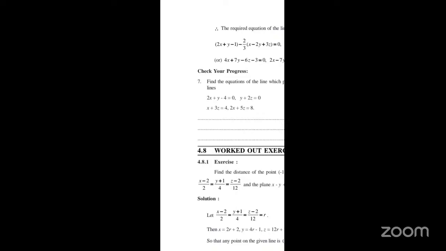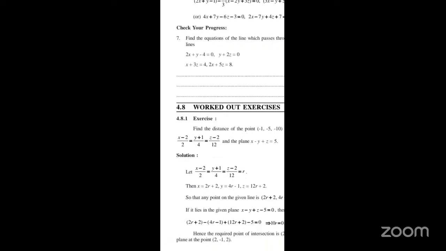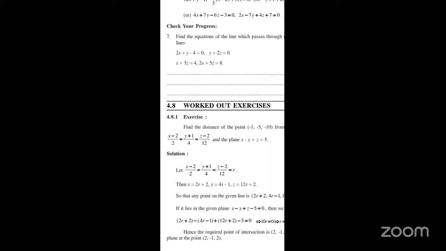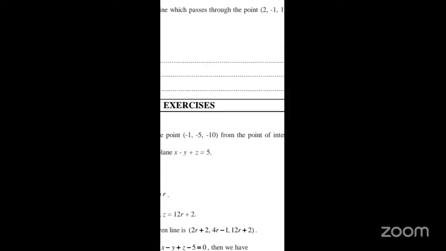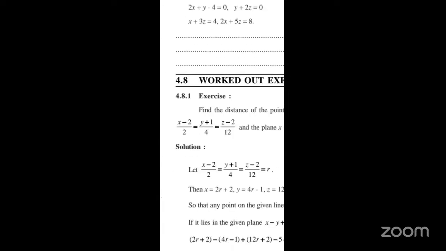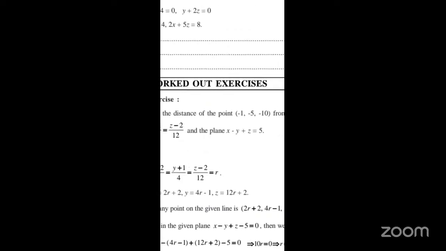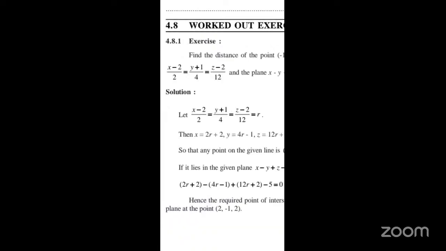Now for 4.8.1, this problem is very important. Find the distance of the point (-1, -5, -10) from the point of intersection of the line. Point of intersection of the line means a line is given and a plane is given, and here a point is also given. To find it, first write the symmetric form, say that parameter is small r, and write the coordinates of any point on the line. That is 2r plus 2, 4r minus 1, 12r plus 2.